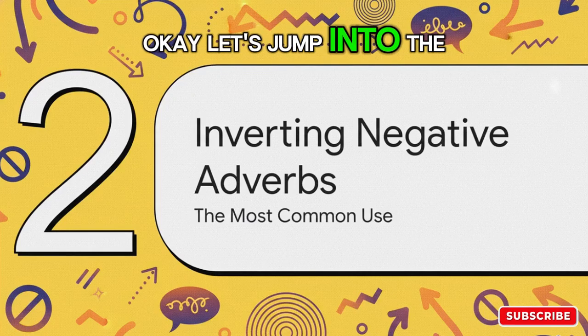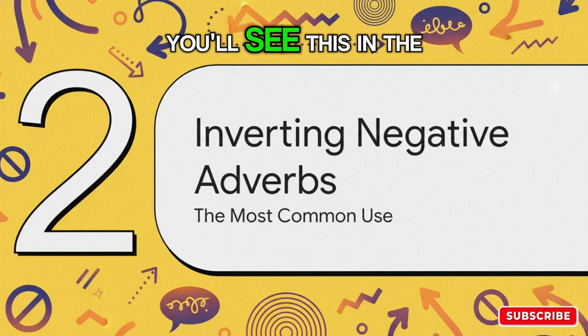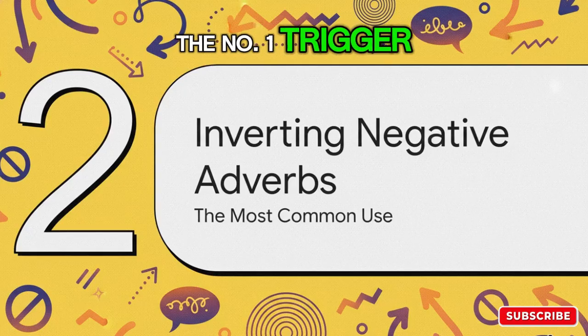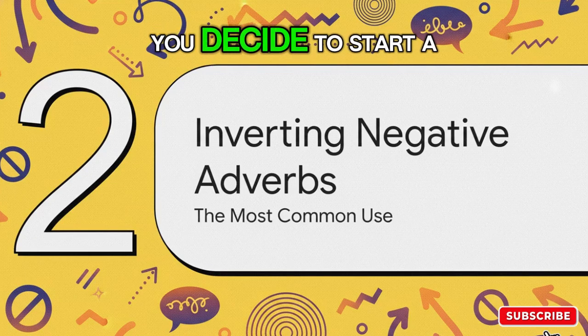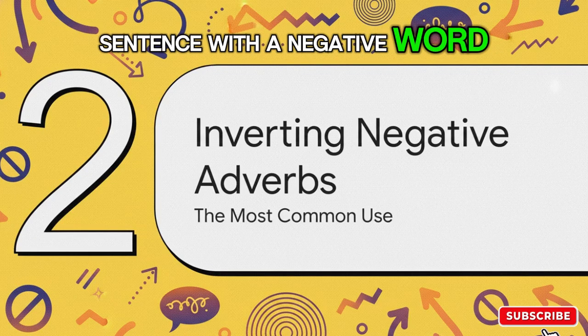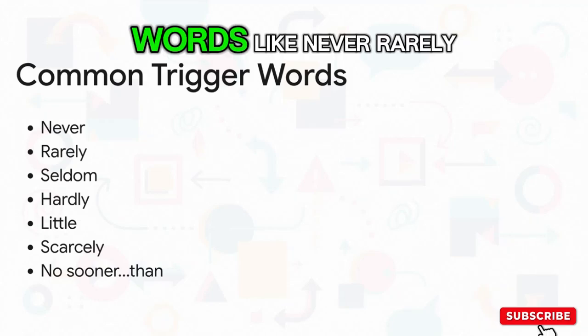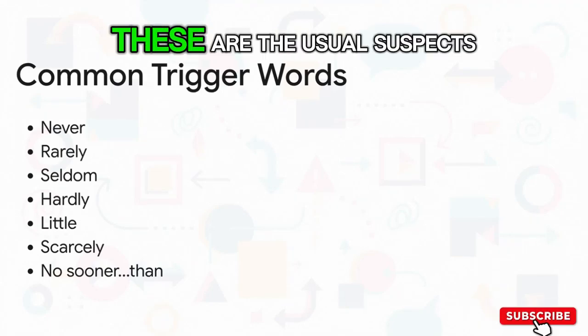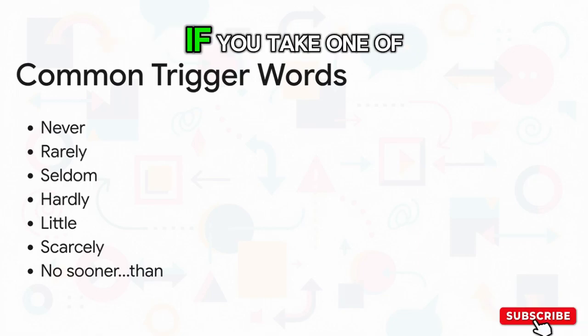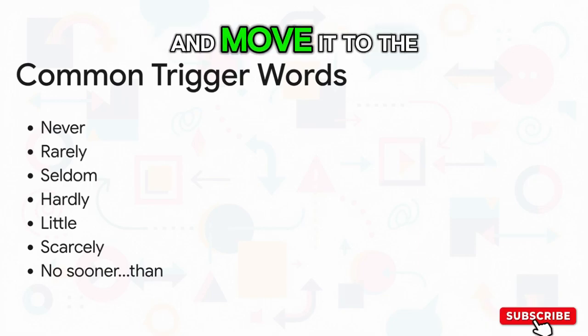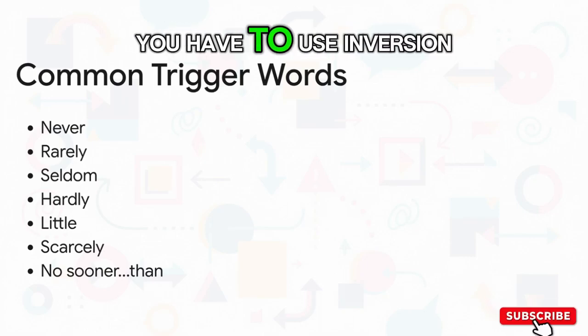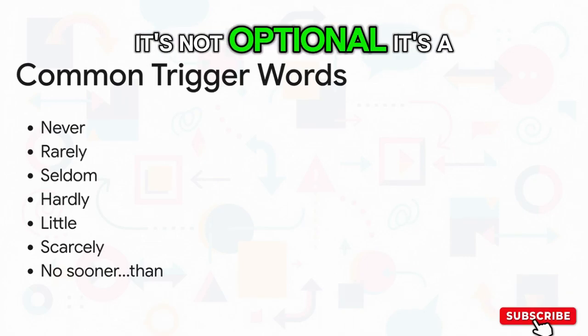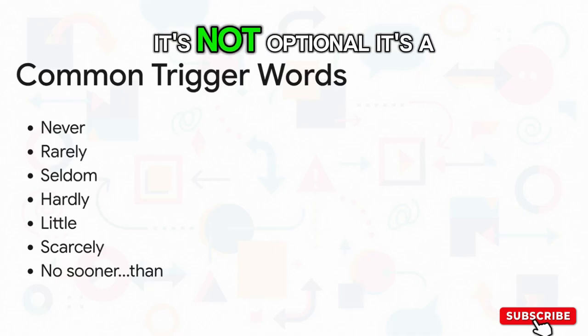Okay, let's jump into the most common way you'll see this in the wild. The number one trigger for inversion is when you decide to start a sentence with a negative word. Words like never, rarely, hardly, little, these are the usual suspects. If you take one of these words and move it to the very front of your sentence to make a strong point, you have to use inversion. It's not optional, it's a rule of the game.